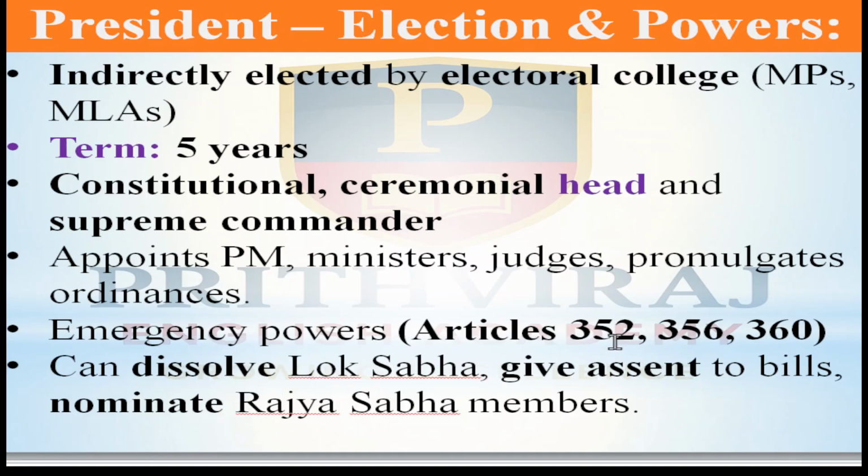Article 352 national emergency, Article 356 state emergency, and Article 360 is considered a financial emergency. He can even dissolve the Lok Sabha, and his approval is needed for bills to become laws. He nominates the Rajya Sabha members; as we already know, the president can nominate 12 members to the Rajya Sabha.